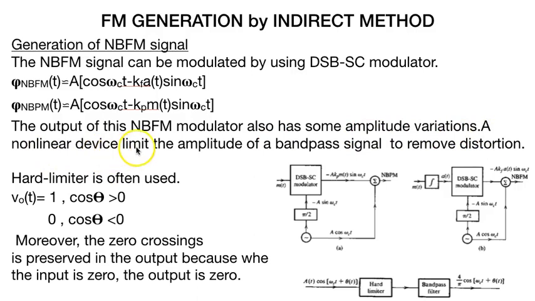A non-linear device limits the amplitude of a bandpass signal to remove distortion. The hard limiter is often used: for cos theta greater than 0 the output is 1, and for cos theta less than 0 it is 0. Moreover, the zero crossing is preserved in the output, because when the input is 0, the output is also 0. You can see that the hard limiter is followed by a bandpass filter to get the particular signal.